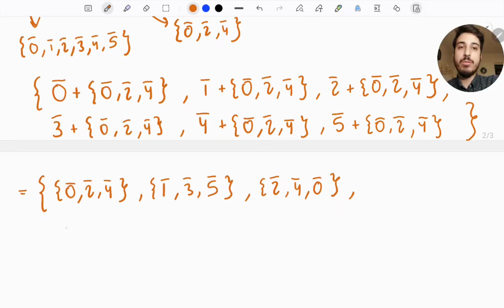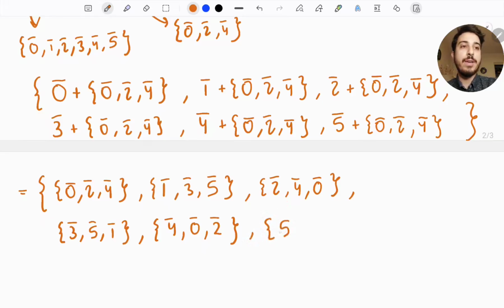So let's do the same with 3. We get 3, 5, and 7. But 7 bar is equal to 1 bar modulo 6 because 7 divided by 6 gives a remainder of 1. If we add 4 to all of the elements, we get 4, 6, and 8. But using the same logic, we get that this is 0 and that this is 2 bar. And lastly, we get 5, 7, and 9. But here again, 5 is 5, 7 is 1, and 9 is 3.